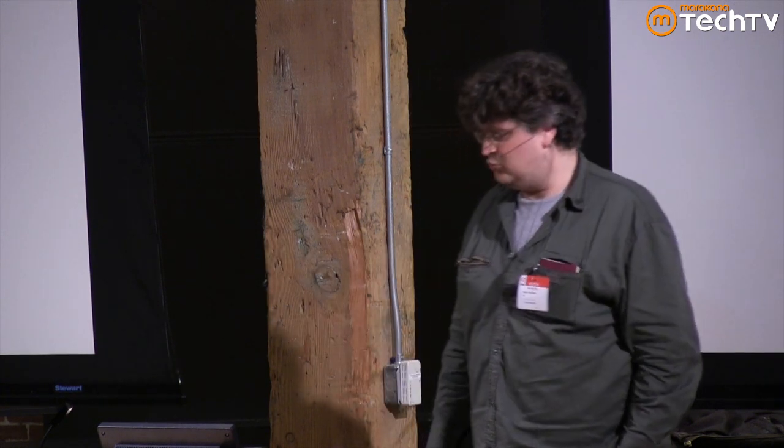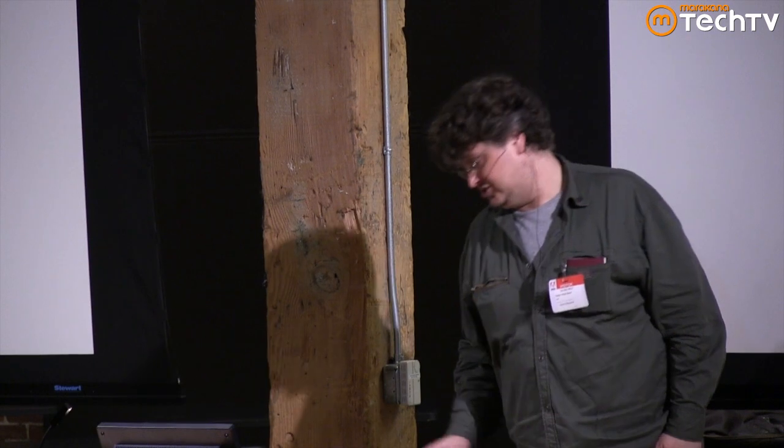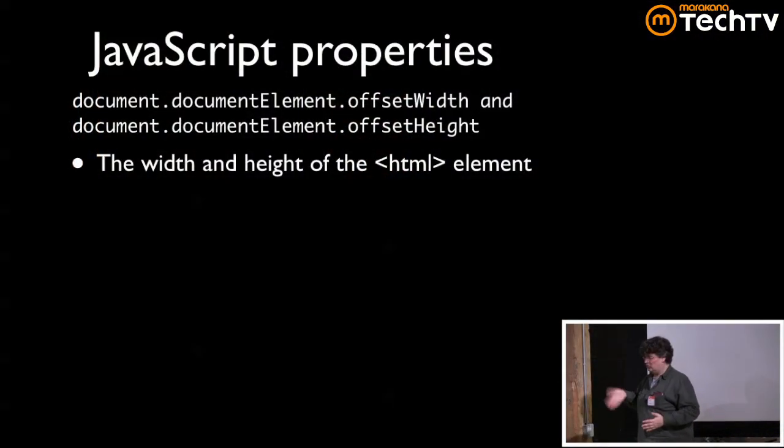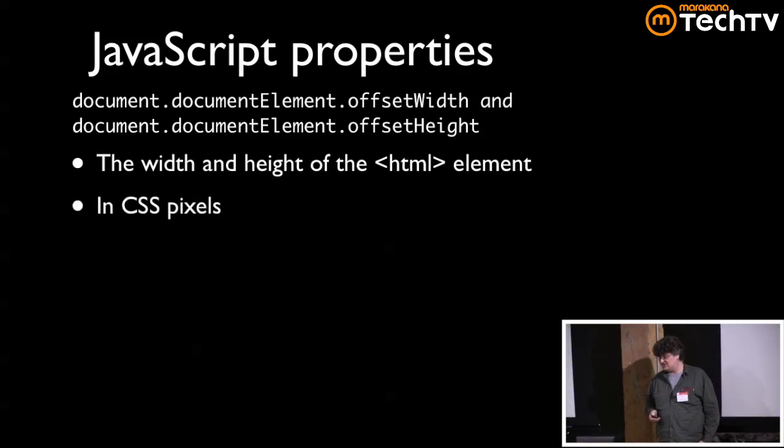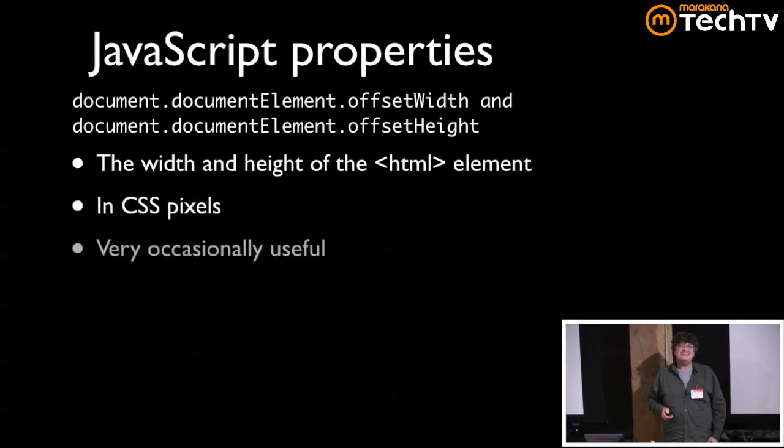Document element offset width and height. It gives the width and height of the HTML element. The width is, of course, usually the same as the width of the layout viewport, right? Because the layout viewport constrains the HTML element. The height may be a lot longer, though, because an HTML page may scroll and scroll and scroll forever. This too is expressed in CSS pixels, and it's occasionally useful.